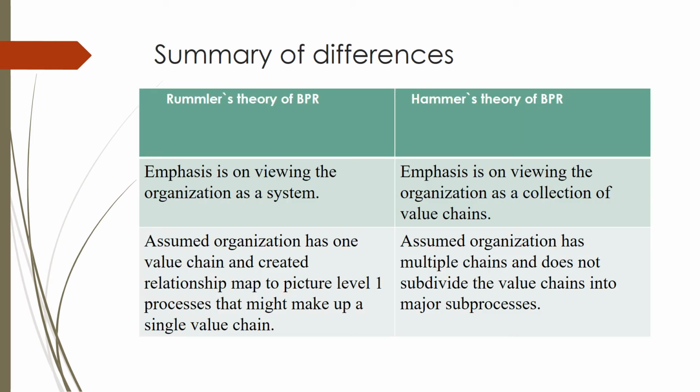Here is the summary of differences between the two theories. The key difference is that Rummler viewed the organization as a system with a single value chain, whereas Hammer viewed the organization as multiple value chains.